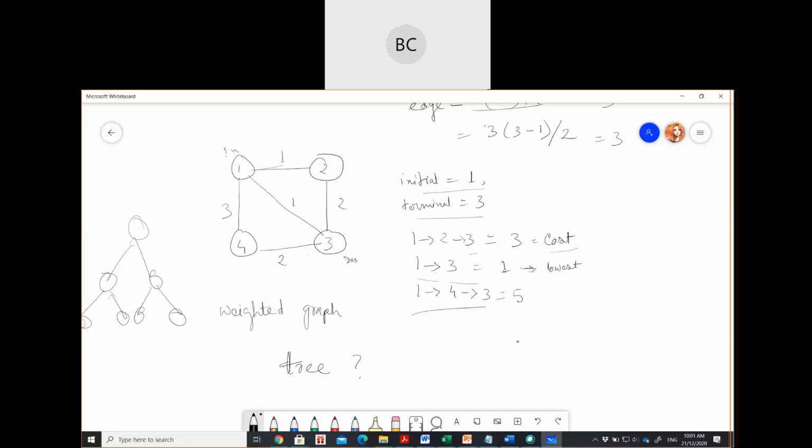Okay. Even in graph also we have another term, spanning tree. I'll explain about it later. Okay.